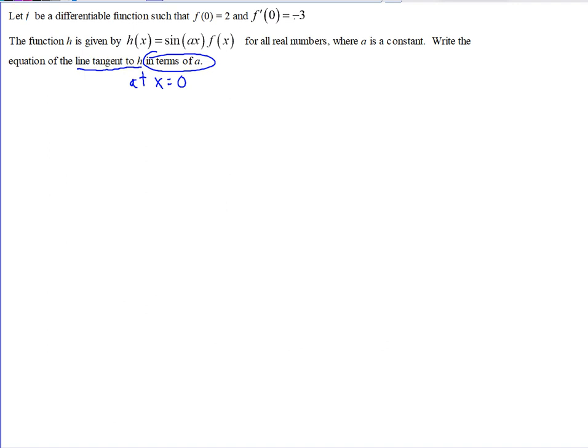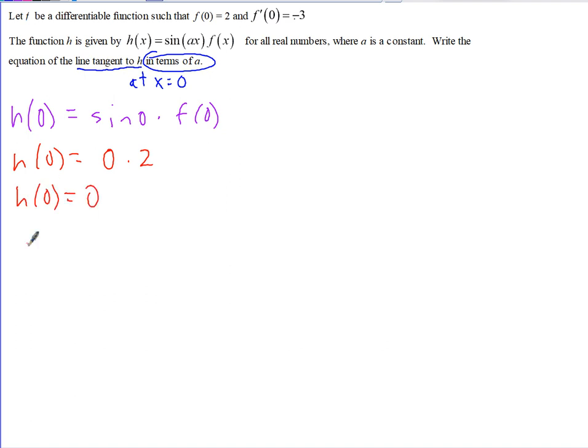So then we can find h of 0. The sine of a times 0 is just sine of 0, times f of 0. Sine of 0 is just 0. That wipes everything out. F of 0 is 2, so we still get 0. So plugged in 0, we got 0. So (0, 0) is our point of tangency, right through the origin.